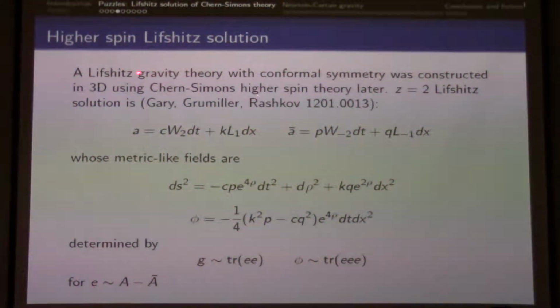Chern-Simons higher-spin Lifshitz theory was first studied in a paper in 2012. What they did was to start from gauge theory, Chern-Simons gauge theory, taking values in SL(3,R), and W2 is the generator with weight 2. You can write down A and A-bar respectively, and by doing a similar thing as in Einstein gravity, you define the vielbein, and you can write down the metric and the spin-three field. You can calculate that the metric is of this form, exactly Lifshitz, and the spin-three field is of this form. And e is defined in this way.